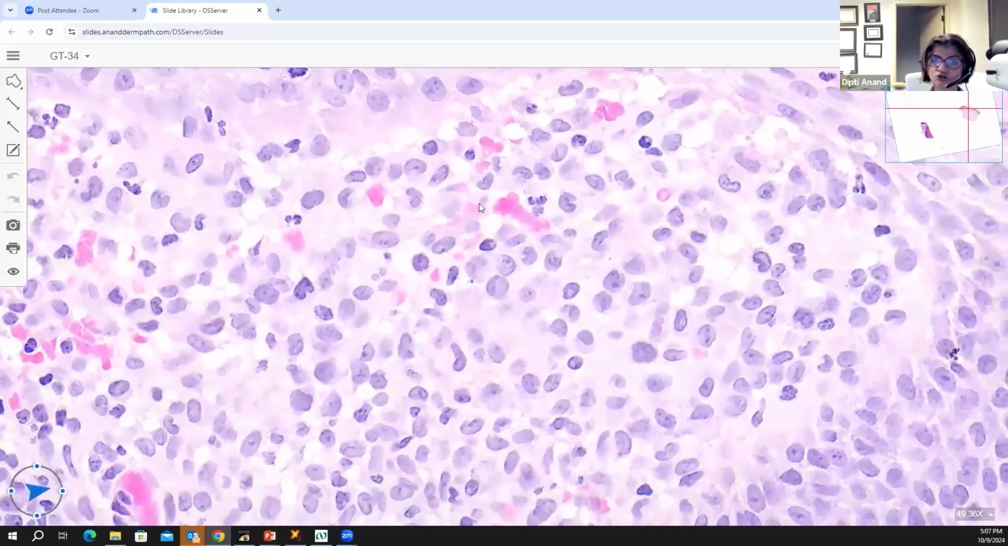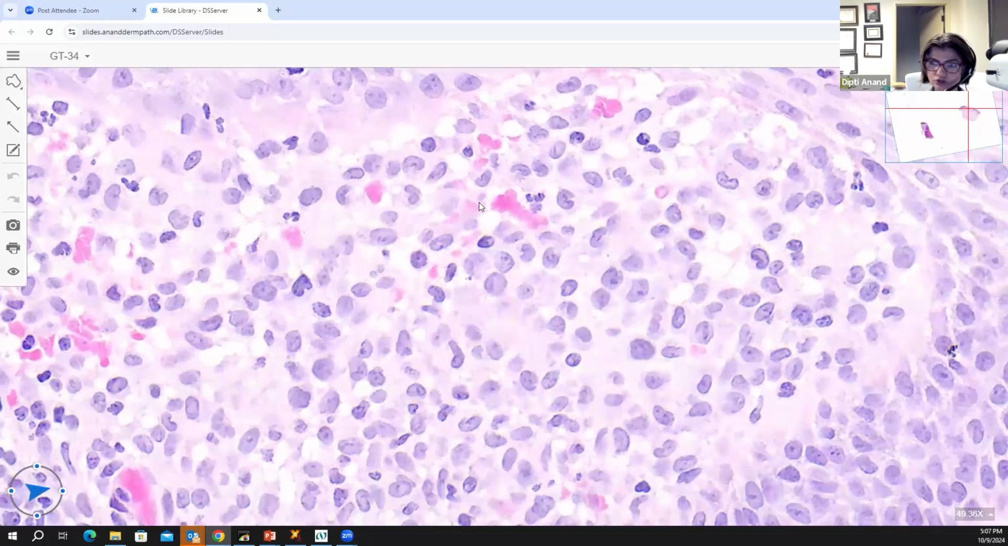Eosinophils are part and parcel of these lesions, so you can almost always see eosinophils in the background. These are all Langerhans cells, which will stain with CD1A and S100, and also with Langerin, but we do not really need to do Langerin. If you just do CD1A and S100, that's good enough. And on electron microscopy, which we do not need to do, but it's a board question that is asked, you know that they show the tennis racket-shaped Birbeck granules.